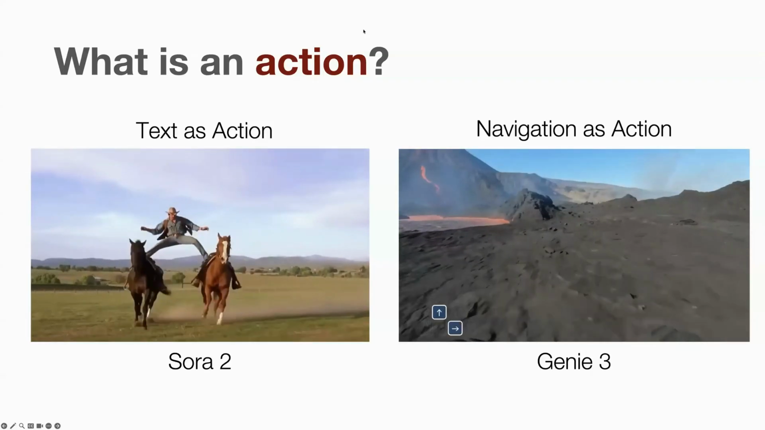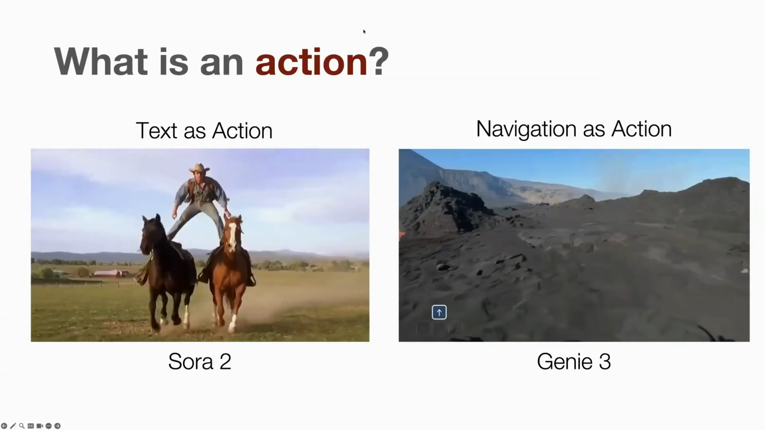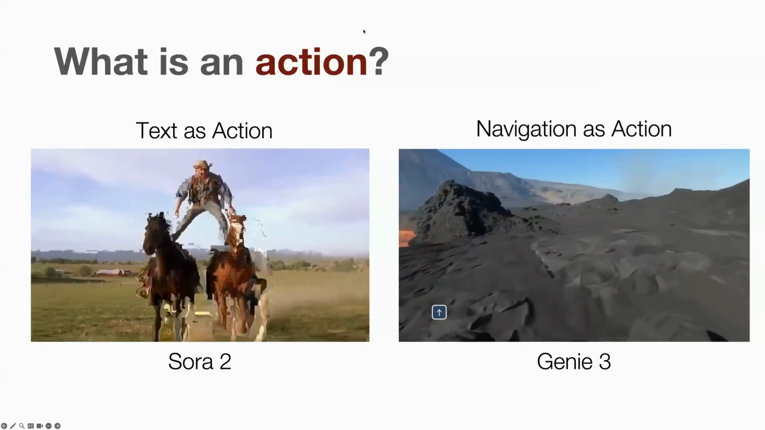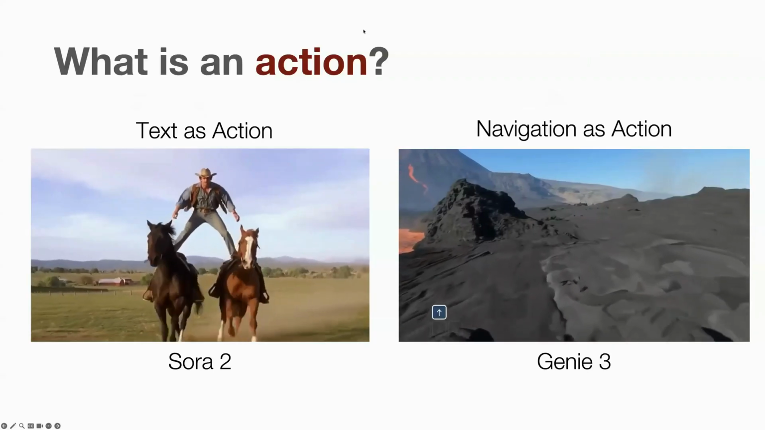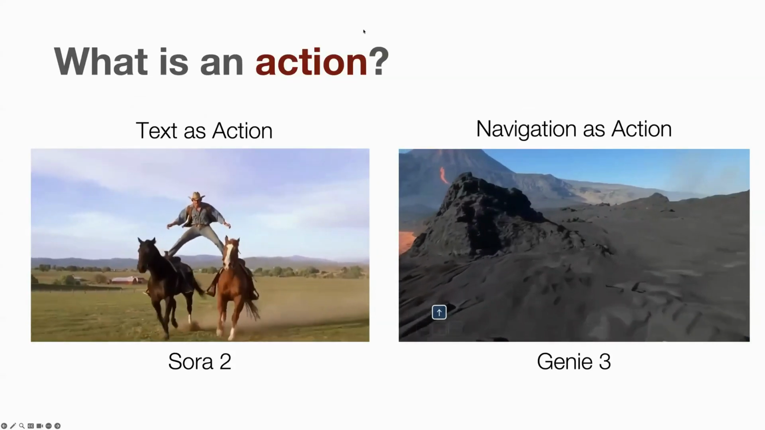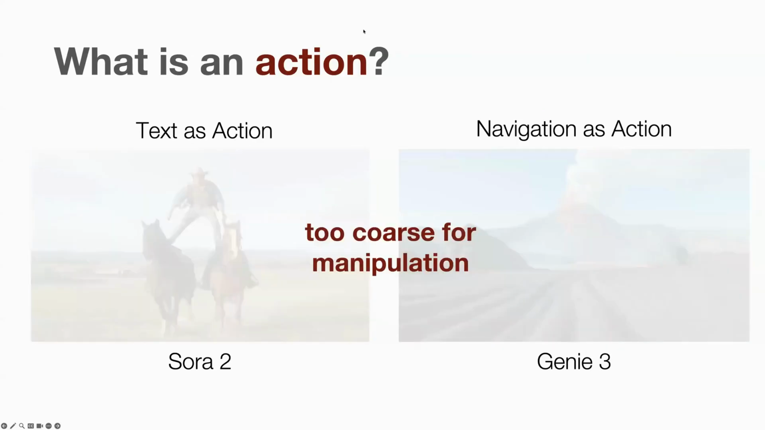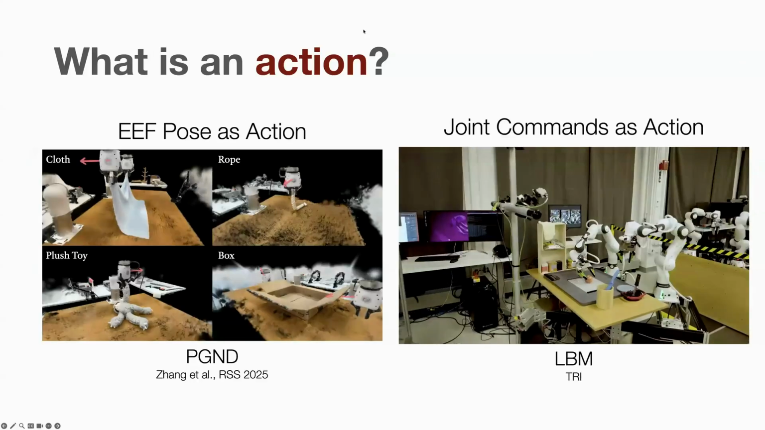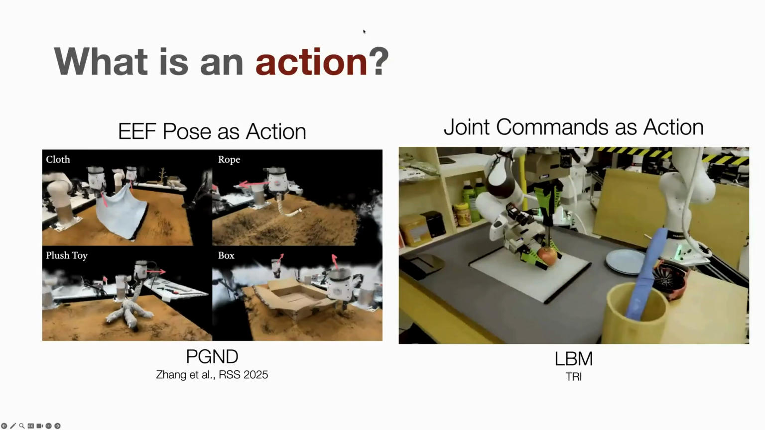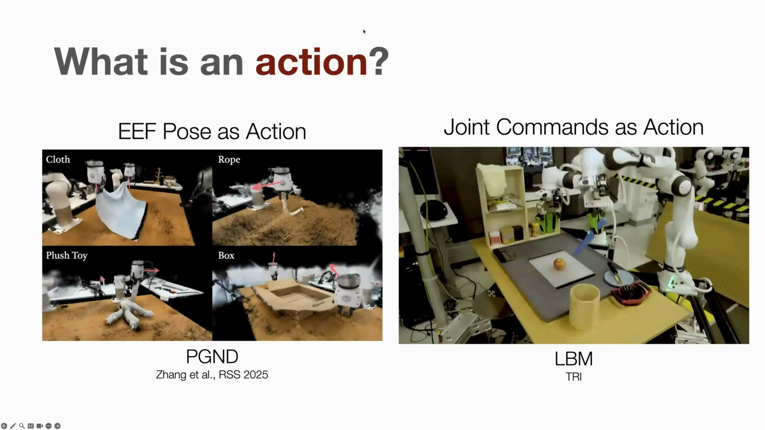In world modeling, people use text as actions and navigation as actions. And these are all great. I mean, they're used for different purposes, but to support this counterfactual reasoning, they're possibly too coarse for manipulation purposes. And in manipulation, people often use end-effector pose as actions and joint commands as actions.